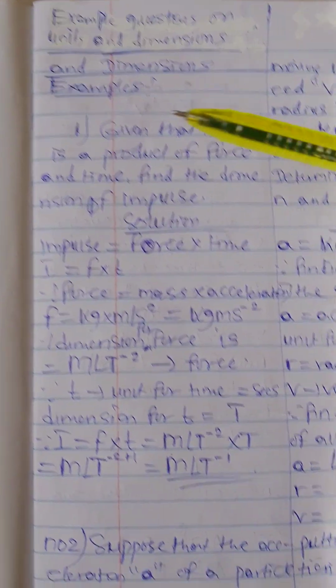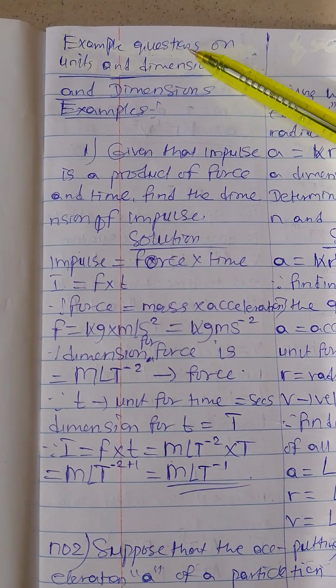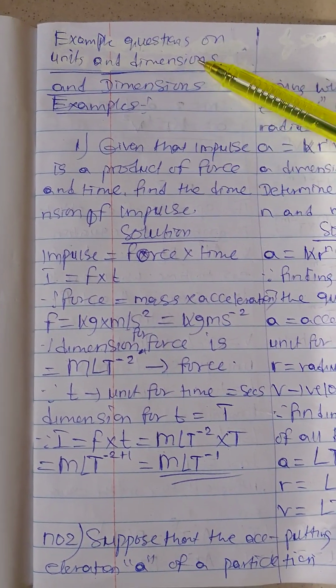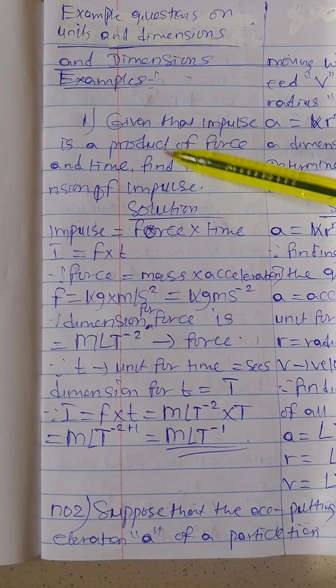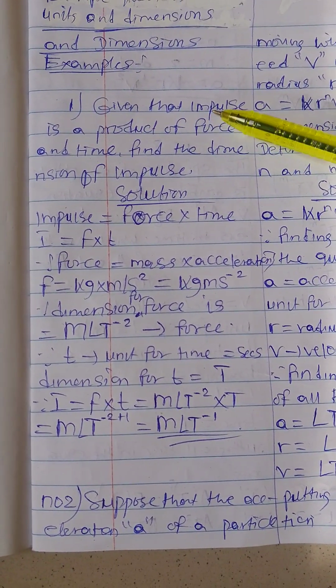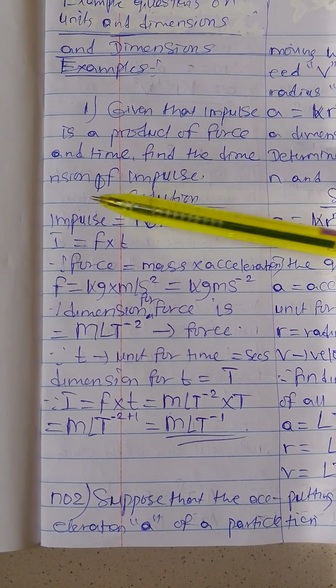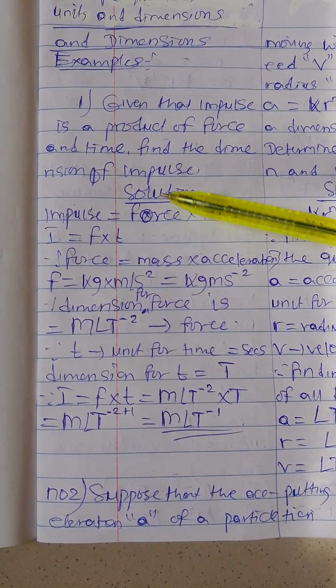My name is Liz. On today's video, I'll teach you guys examples on how to solve questions on units and dimensions. Now, I have this question. Question number one says that given that impulse is a product of force and time, you have to find the dimension of impulse. Now, how to do the solution?